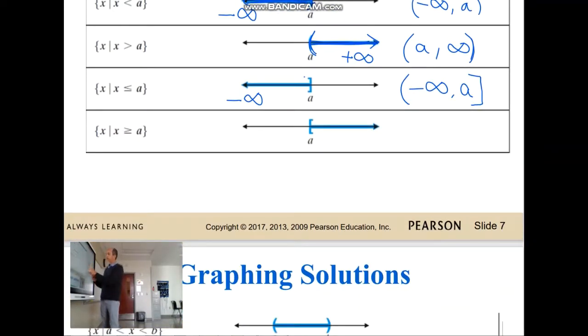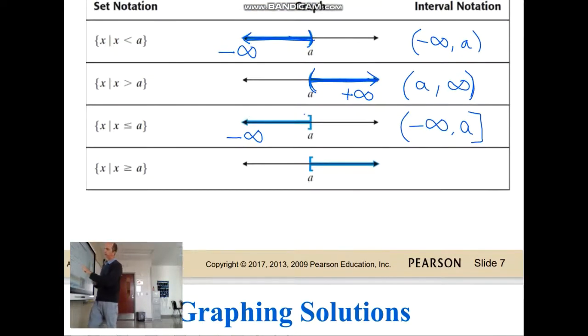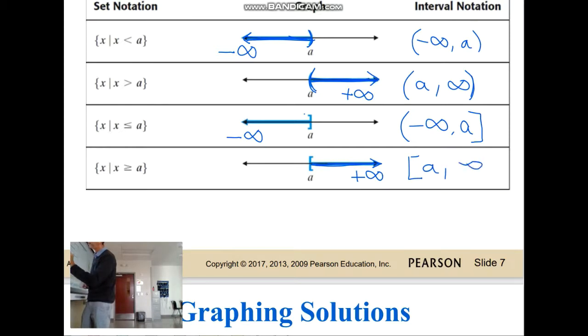Another one, x is greater than or equal to a. So if we have the equal sign here underneath, that means we're going to use the bracket. a is included, and everything that's greater than a is also included in the interval all the way to positive infinity, and we will represent it as bracket a, comma, infinity. We don't need to write positive, just infinity. Okay?